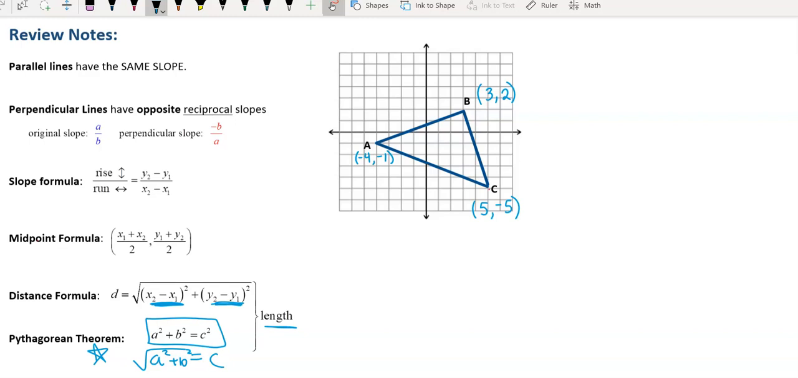Okay, now we're going to come back to our triangle, and we're going to start by finding the length of all of the sides of this triangle. Now, the Pythagorean theorem only works for right triangles. So we're going to work these together in your notes.